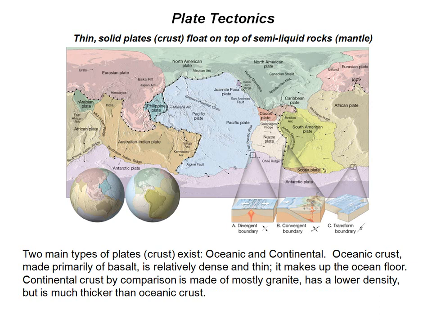Two main types of plates or crust exist: oceanic and continental. Oceanic crust, made primarily of basalt, is relatively dense and thin. It makes up the ocean floor. Continental crust, by comparison, is made mostly of granite, has a lower density, but is much thicker than oceanic crust.